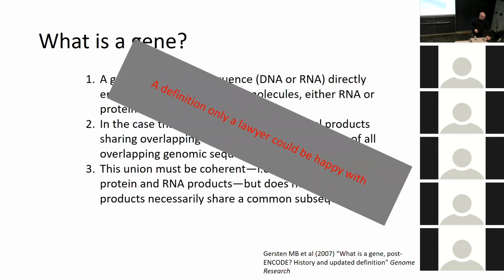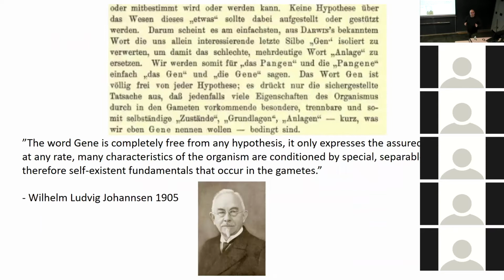So if you go back to the origin of the term gene, and I didn't know this until about 6 months ago, it was originally proposed by this Danish geneticist. And this is not the original Danish. This was a translation to German. I know just enough German to find the right sentence to paste into Google Translate. The word gene is completely free of any hypothesis. It only expresses the assured fact that at any rate, many characteristics of the organism are conditioned by special, separable, and therefore self-existent fundamentals that occur in the gametes. So genes are the things in the genome that actually control the characteristics of the organism. And I'm going to argue, not all gene models are going to correspond to genes.